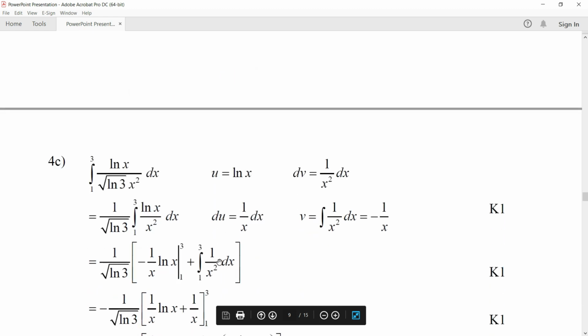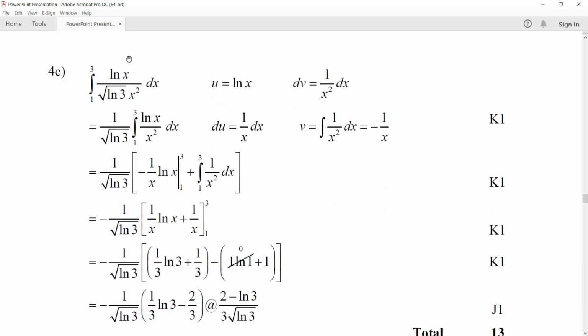Okay, and then for C, here we have to integrate this one from 1 until 3. Okay, set ln 3, don't get confused. Even though it's ln, it's an ln that is a constant because it has no variable x. So you can take it out, so it becomes 1 over ln 3 like this. So what's left is focusing on integrating ln x over x square like this.